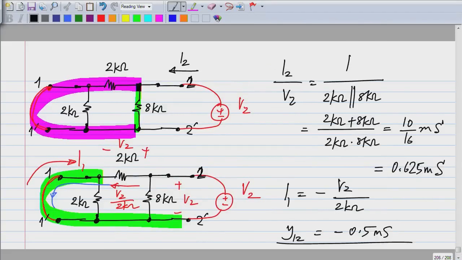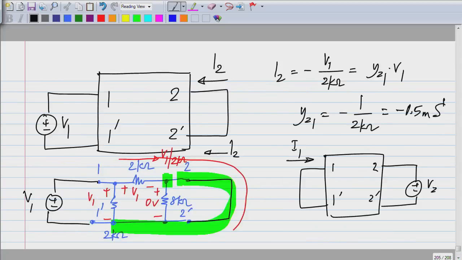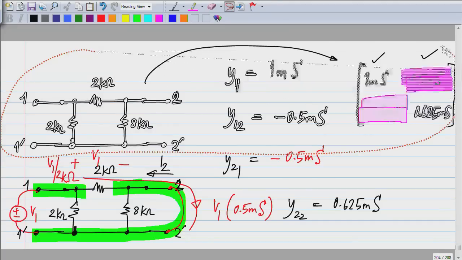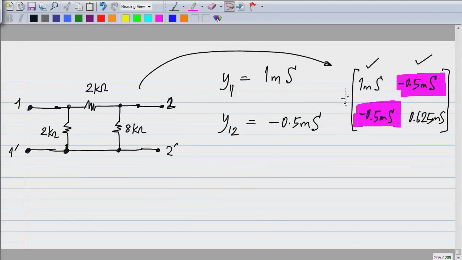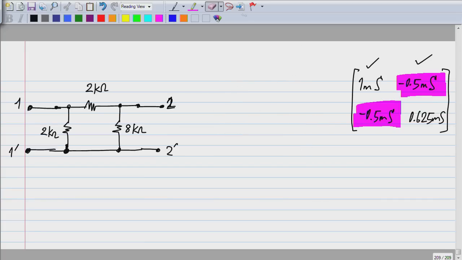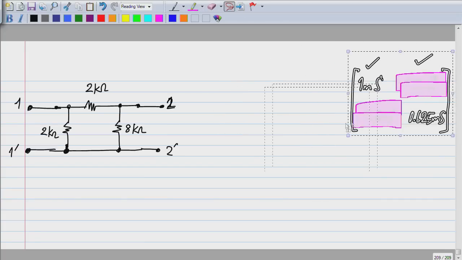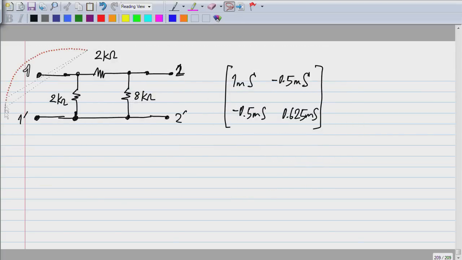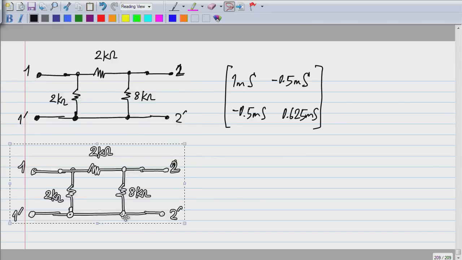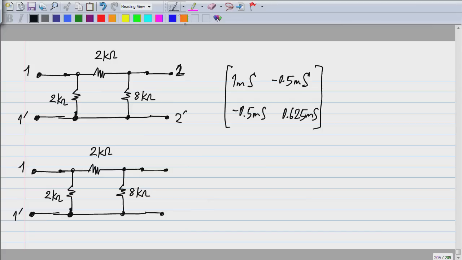Now, let me quickly extend the example. Let me copy this whole thing over here. So this is the result we have got, and I will very slightly modify the network. This is just to make sure that you have understood what we have done. Let me say I cross these wires and call this 2-1, 2-prime. So, which parameters will change and how will they change?